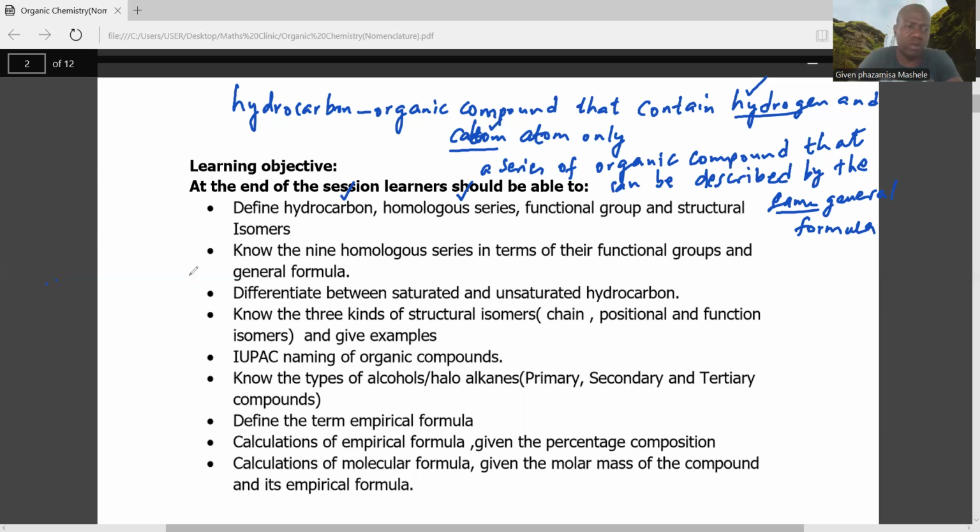So you need to be able to know the definition of homologous series. And we have 9 homologous series in this chapter, which we are going to talk about. So a series of organic compounds that can be described by the same general formula is called a homologous series. Then again, one must be able to know what a functional group is. It's very important to know these definitions. Right, a functional group, it's a bond.